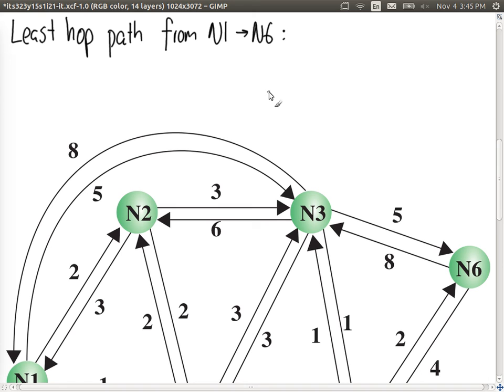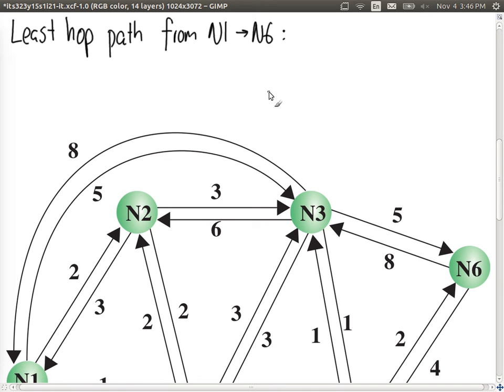What's our answer? That is, what's the path from node 1 to node 6? There are multiple paths. Which path has the least number of hops? Where is the least number of links in the path?